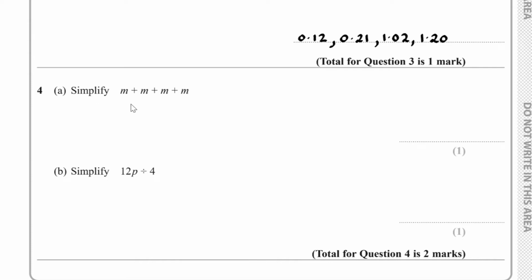Question number 4, for part A, we have to simplify m plus m plus m plus m. We end up with 4m. And then for part B, we have to simplify 12p divided by 4. First of all, 4 goes into 12 3 times, and so we are left with 3p.